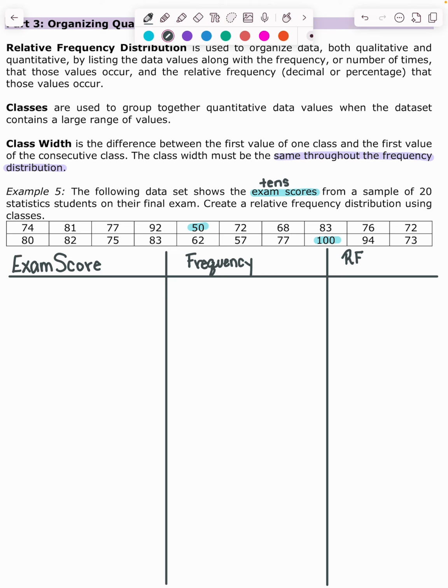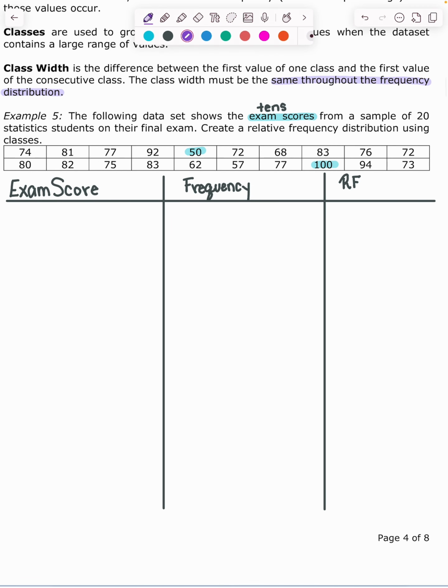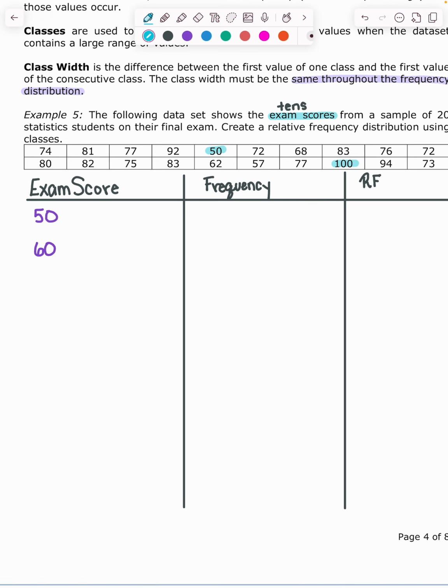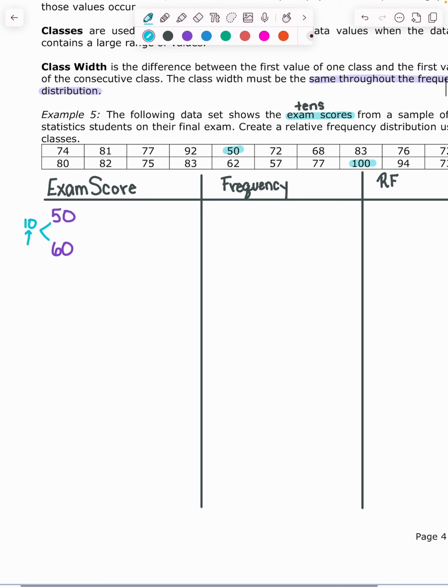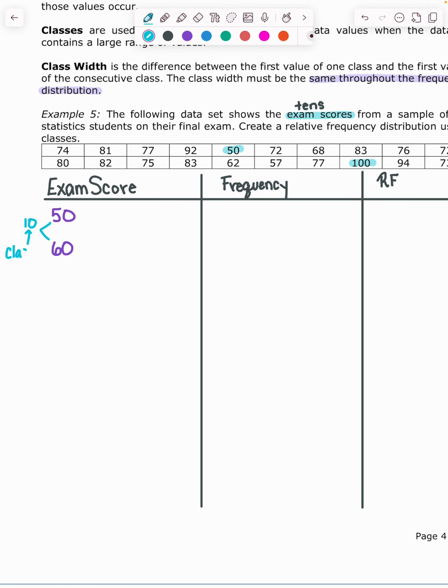So I've decided I'm going to go by tens. The easiest way to do this, and I've done it a lot of different ways over the years, is I'm going to do the first number in each row first. So if I'm going by tens, this is going to be 50, and then the first number in the next row is going to be 60. So that difference, this difference is 10. And this is that class width that I was talking about.